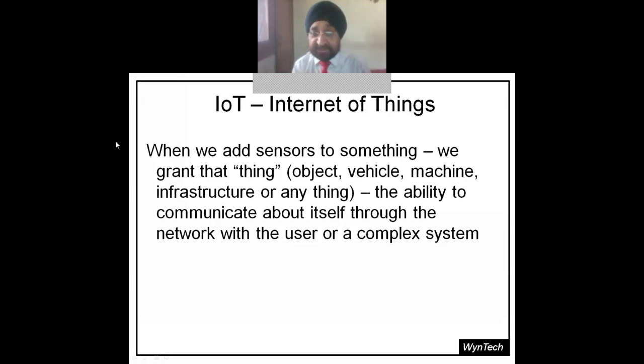So I'll read it out. When we add sensors to something, we grant that thing, we authorize that thing to communicate. So whenever we are adding sensors to something, we are allowing that thing to communicate through the network.